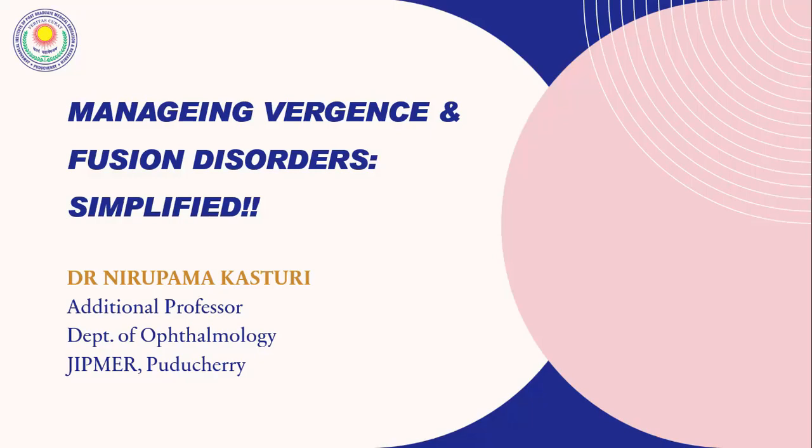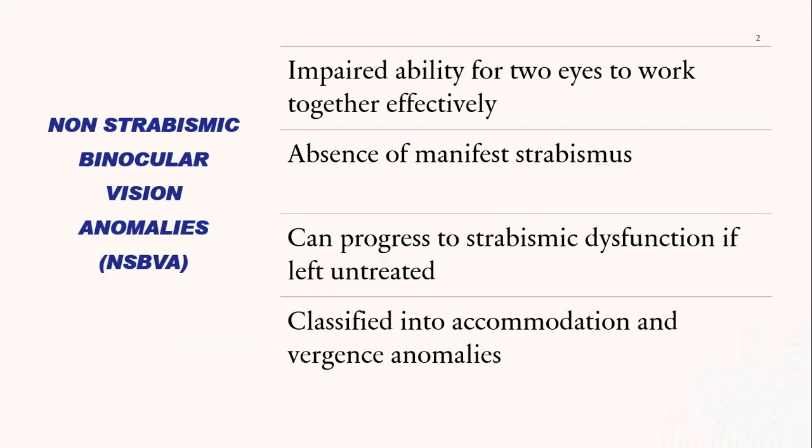So my topic given was to make it simplified. So I've kept it really simple. And we know that these anomalies can basically be accommodation and vergence anomalies. So I'll be dealing with the management of the vergence anomalies after we have seen the accommodation anomalies.